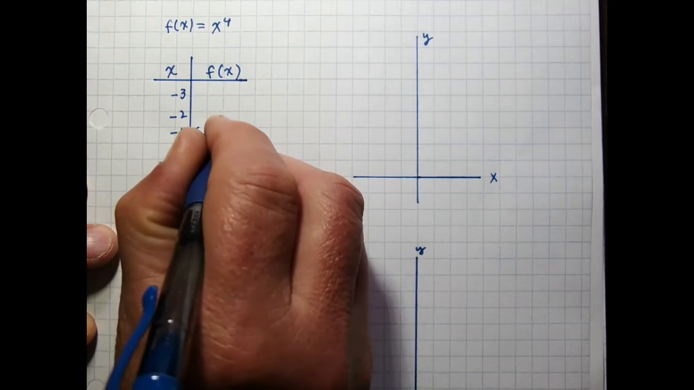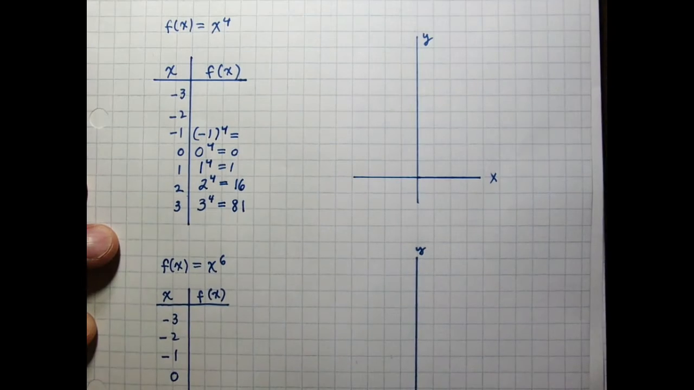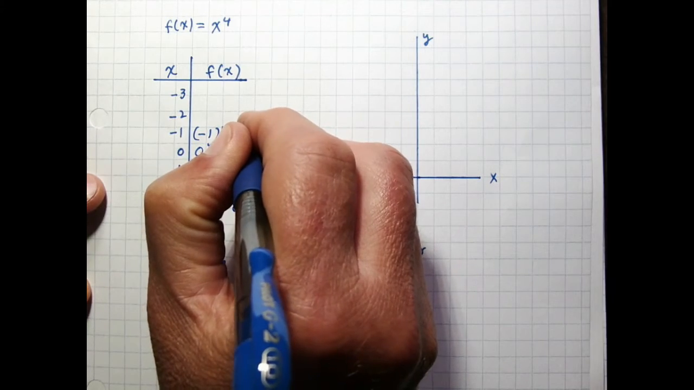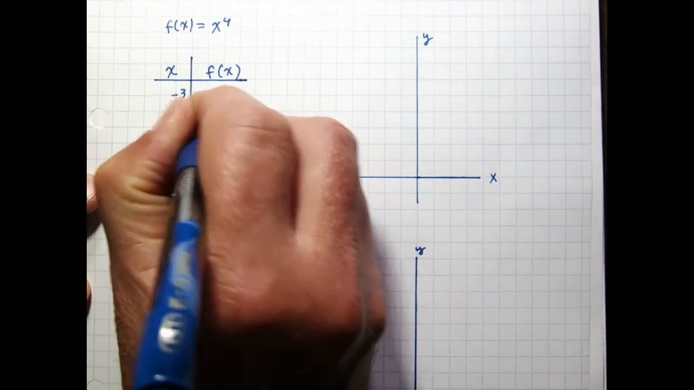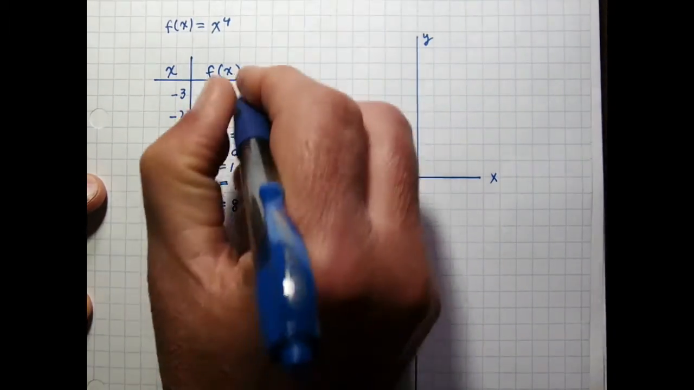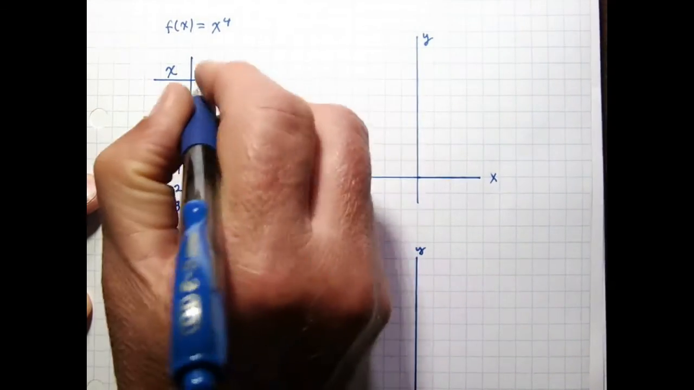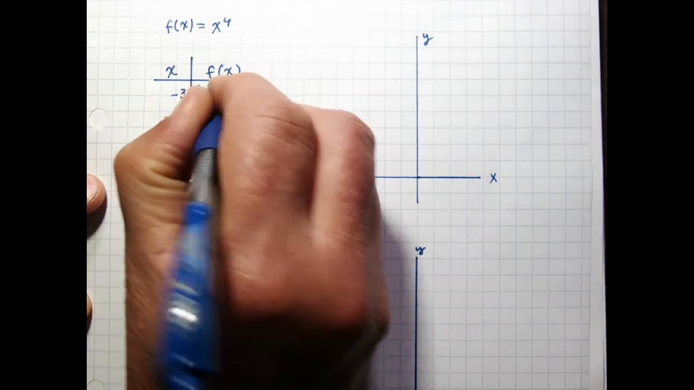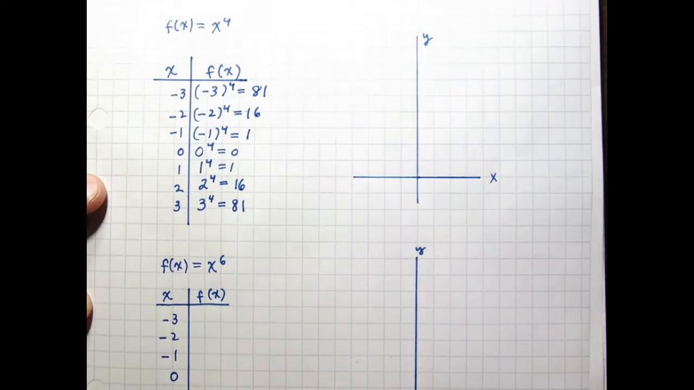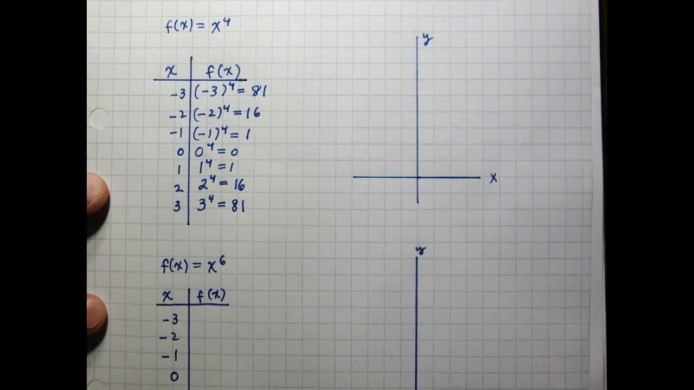Negative 1 to the fourth, now because I'm raising a negative to an even power, that will be a positive, have a positive value, 1. Negative 2 to the fourth, also positive, will be the same as positive 2 to the fourth, 16. And negative 3 to the fourth will end up being positive, that's 81. So now let's go ahead and draw a graph.